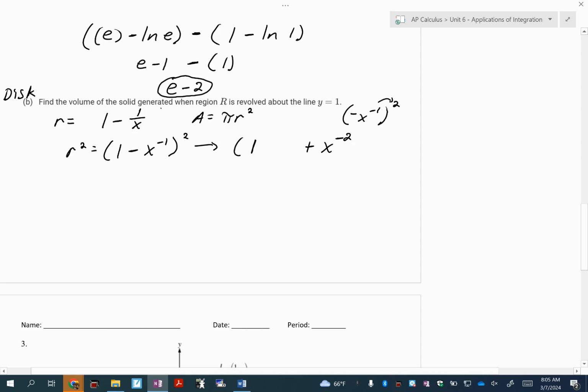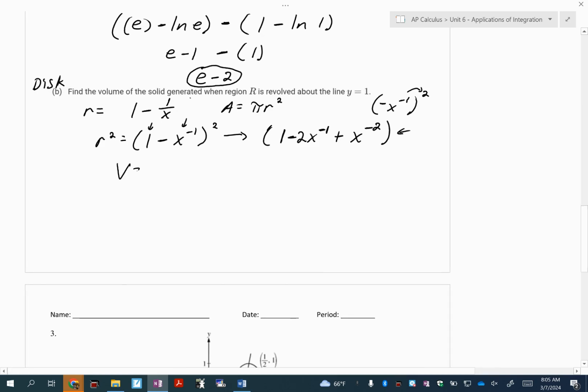And the middle term is the first term times the second term times 2. So that's going to be minus 2, and then it's going to be x to the negative first power. Okay? So this right here is my radius squared.